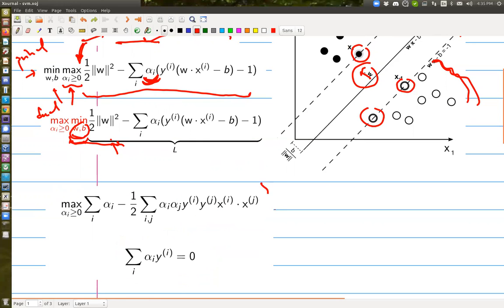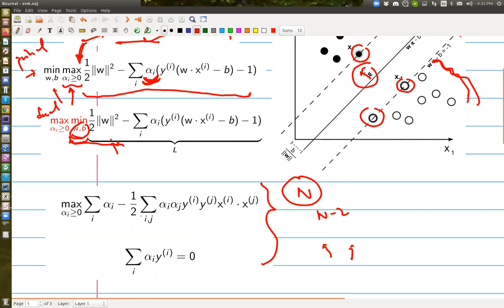So, we said this thing is actually quite easy to solve numerically, because for each of the alpha i's, if I have n alpha i's here, I can fix n minus two of them and only take two of them.